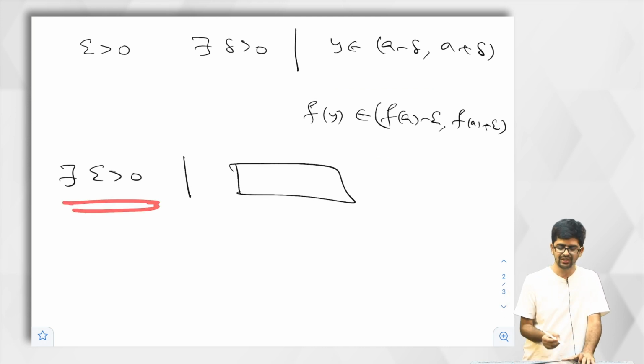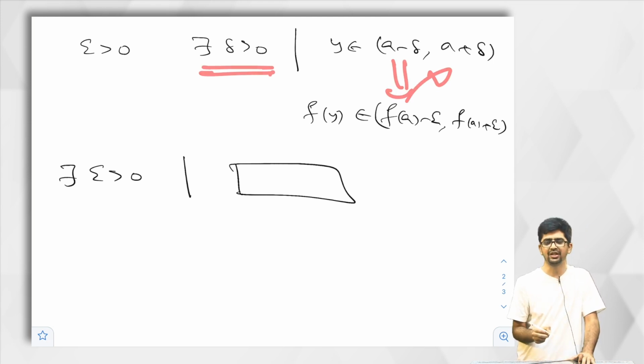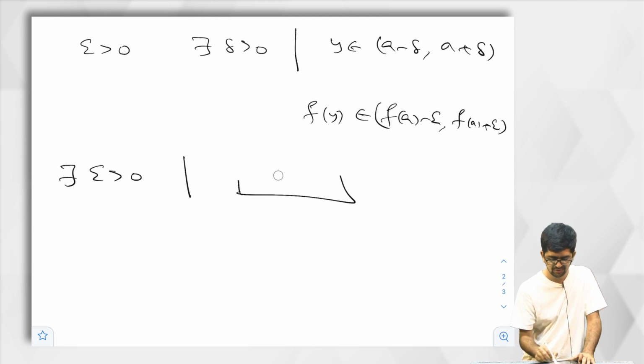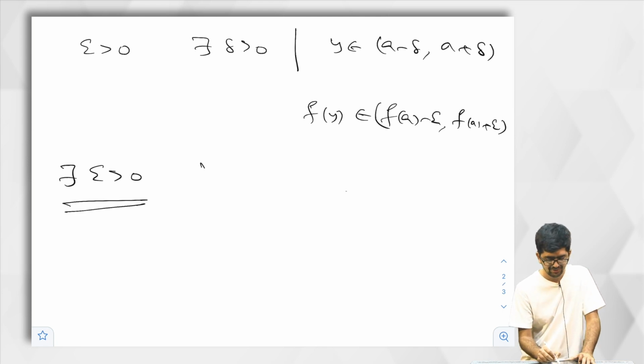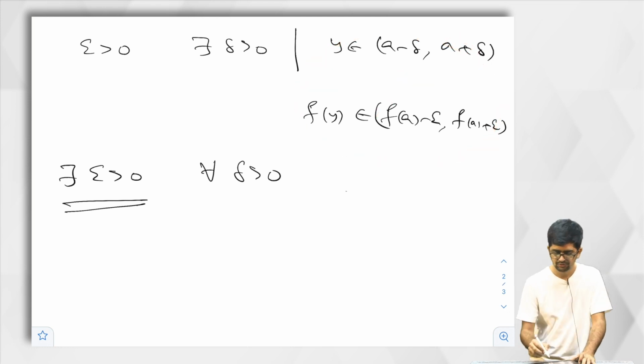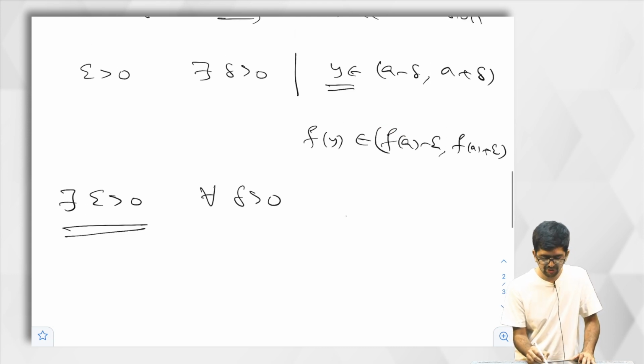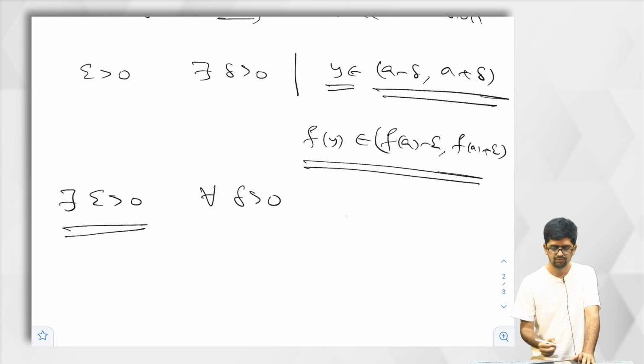At least till here it should be clear. Now let us try to write down this. So this is wrong means what? There exists delta positive such that something is happening. The opposite of this is what? For every delta, this is not happening. So let me write that down. There exists epsilon positive such that for every delta positive, this is not happening. This says again, for every y belongs to this, it is true.